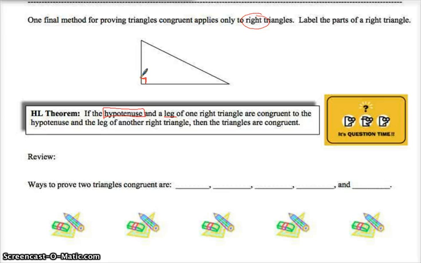In your right triangle, you have 2 legs. So here are my legs. The 2 sides that meet at the vertex of the right angle are called legs. And then you have the hypotenuse. The hypotenuse is the longest side of a right triangle, and it is also opposite your right angle. So remember, we talked about opposite sides and opposite angles when we were discussing isosceles triangles. Well, in a right triangle, the hypotenuse is opposite the 90-degree angle, and it's also the longest side of the triangle.